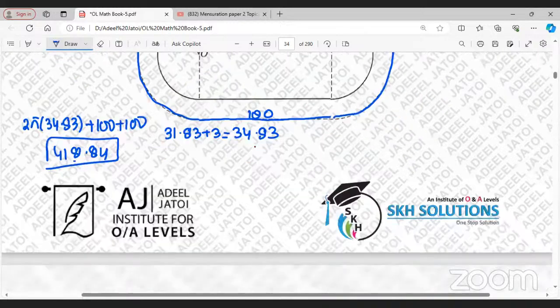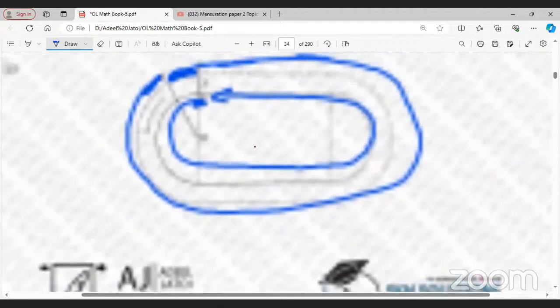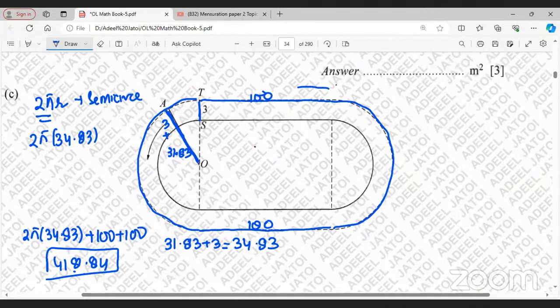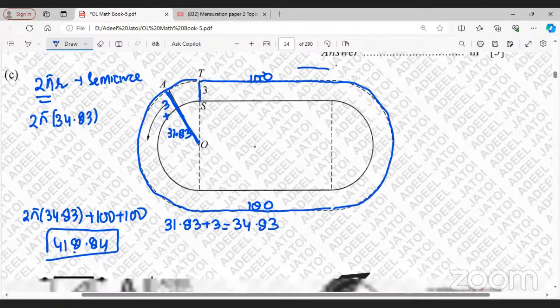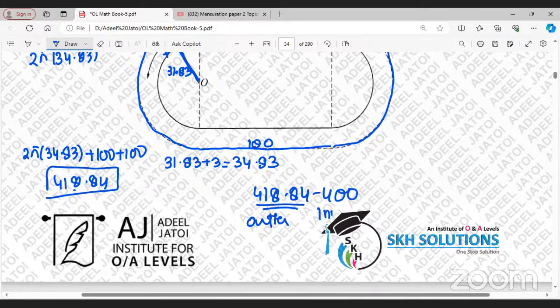Right? The question is clear. But calculate the length of the arc of TA. Calculate the length of the arc of what? TA. That means we need to take out the difference. Since we do not have the angle, we need to take out the difference. Because the difference will generally be with the help of what? The outer perimeter and the inner perimeter. So 418.84 minus 400. This is your outer perimeter.